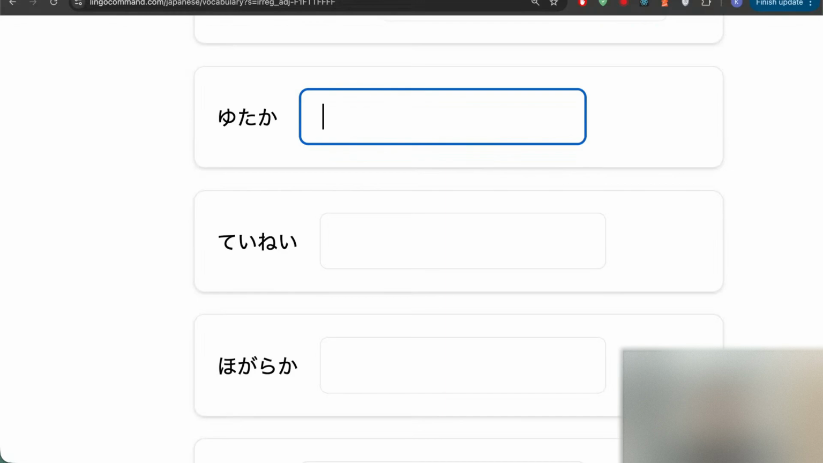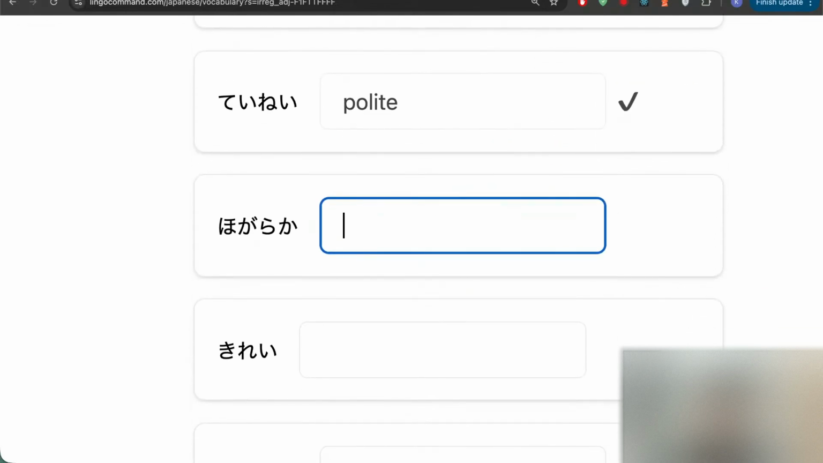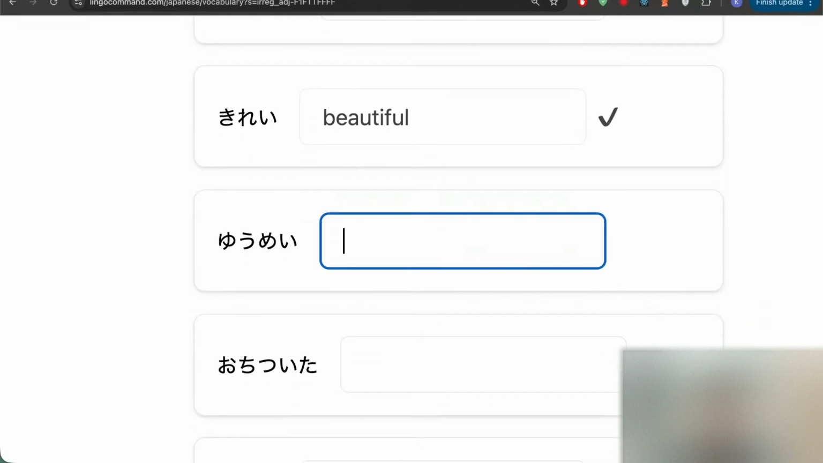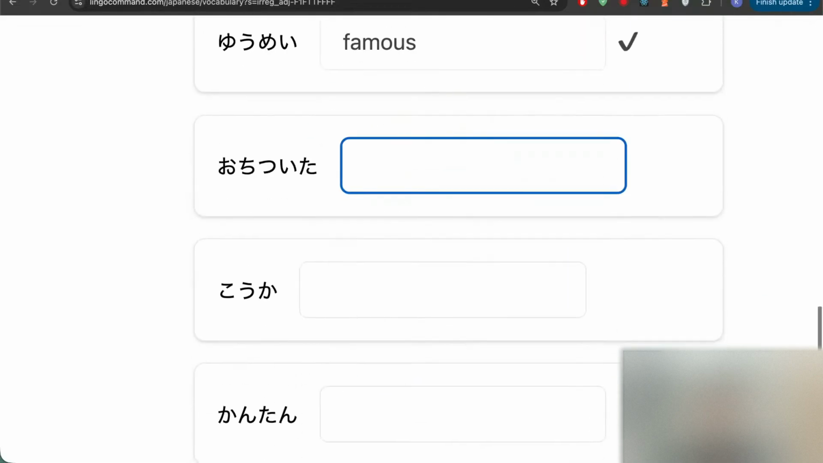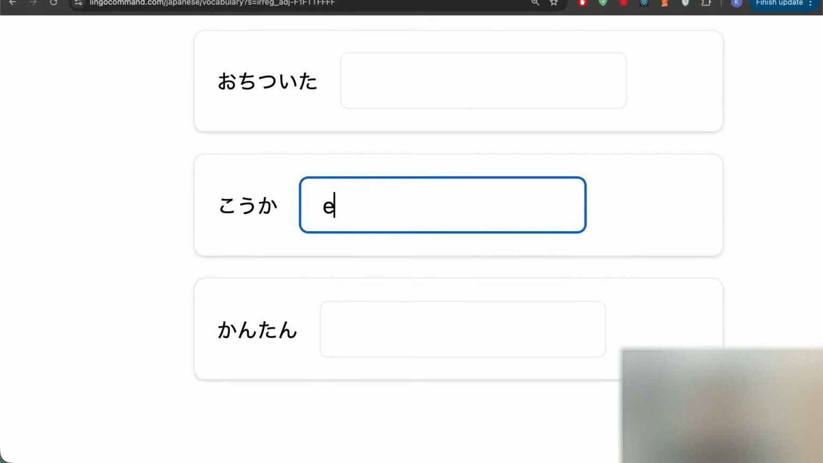Yutaka is... what is yutaka? We'll come back to that one. Teine is polite. Hogaraka. Oh, this is getting hard. This is the same list. What's going on? Kire is beautiful. Yume is famous. Ochitsuita. Skip that one. Koka is expensive.